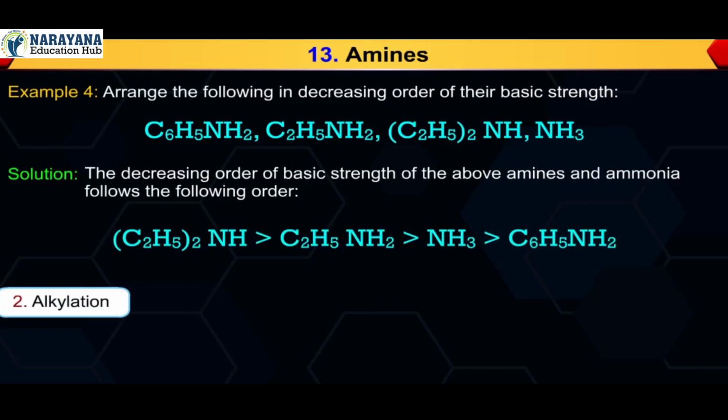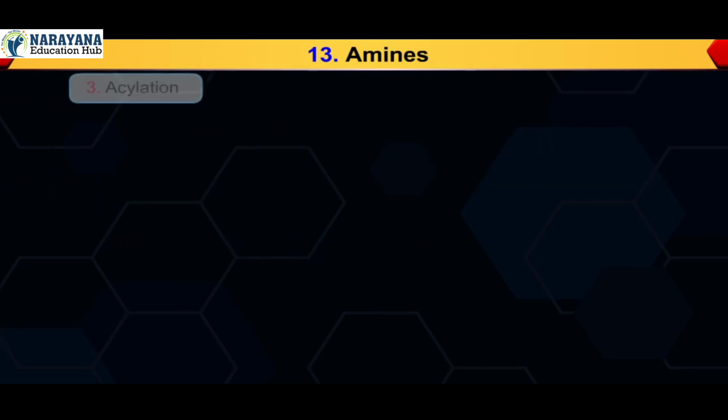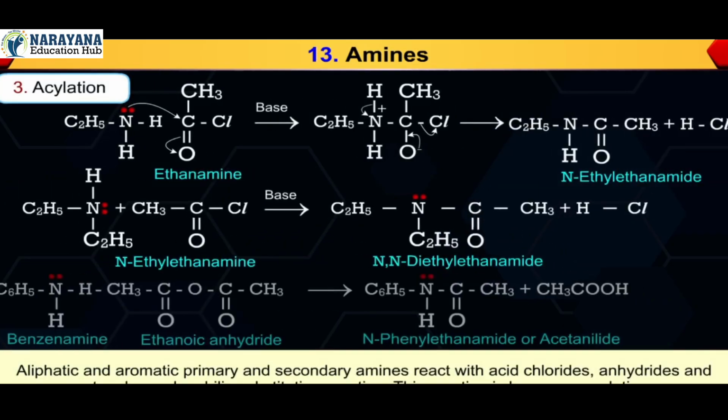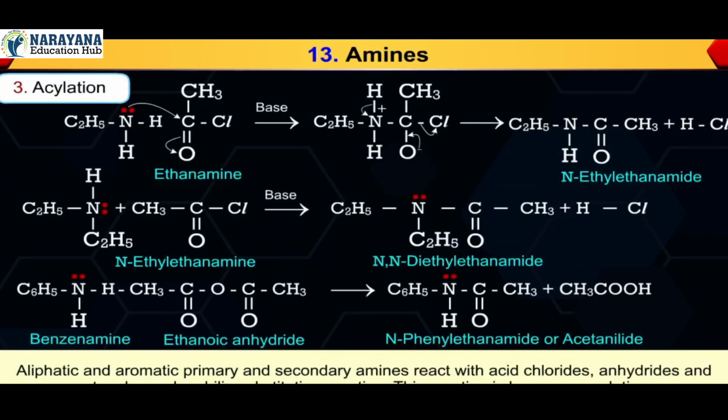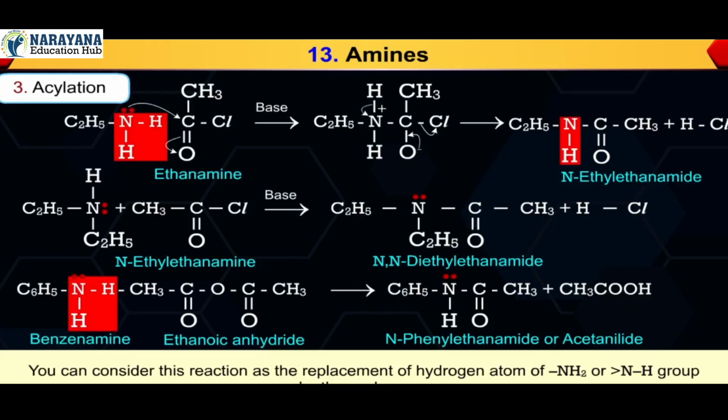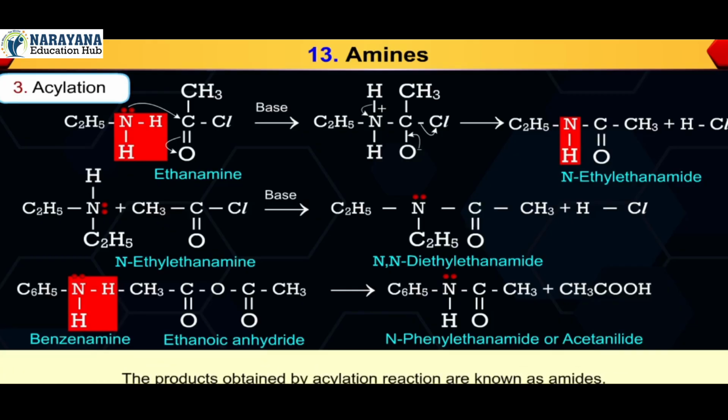2. Alkylation. Amines undergo alkylation on reaction with alkyl halides. 3. Acylation. Aliphatic and aromatic primary and secondary amines react with acid chlorides, anhydrides and esters by nucleophilic substitution reaction. This reaction is known as acylation. You can consider this reaction as the replacement of the hydrogen atom of the amine or amide group by the acyl group. The products obtained by the acylation reaction are known as amides.